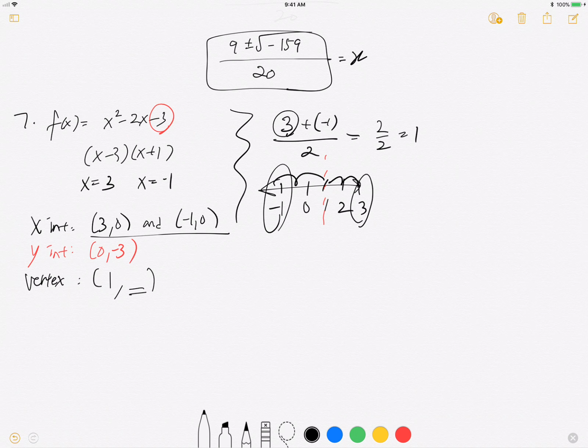Now how do I find the y value? Plug it in. F of 1 is equal to 1 squared minus 2 times 1 minus 3. 1 minus 2 minus 3 equals negative 4. So I have my vertex.